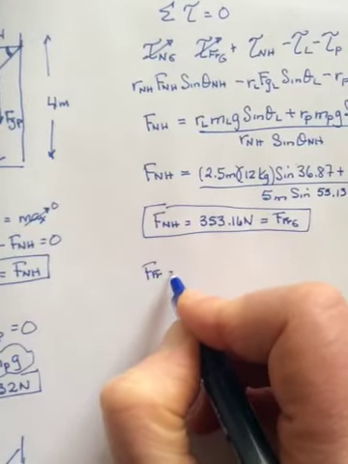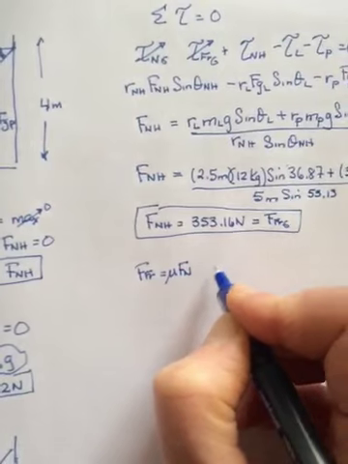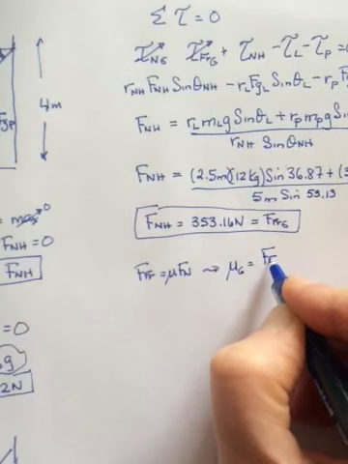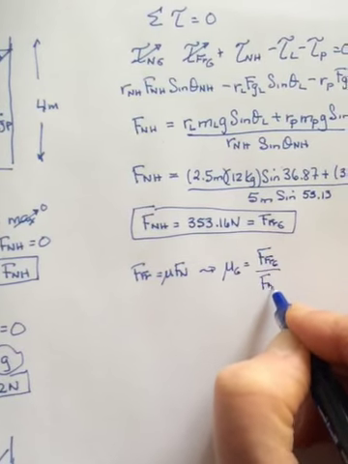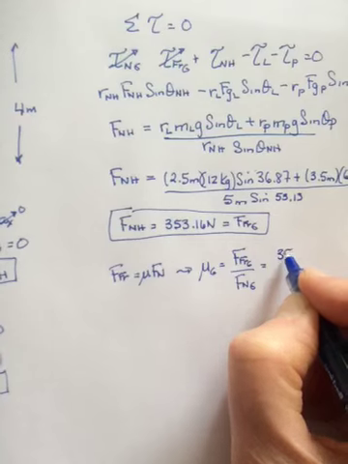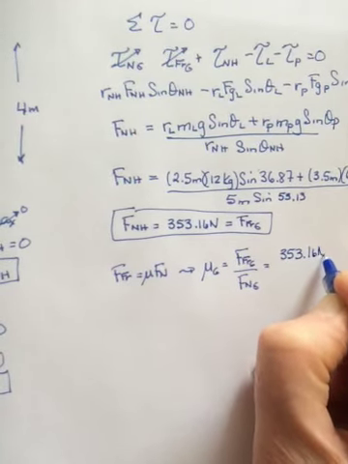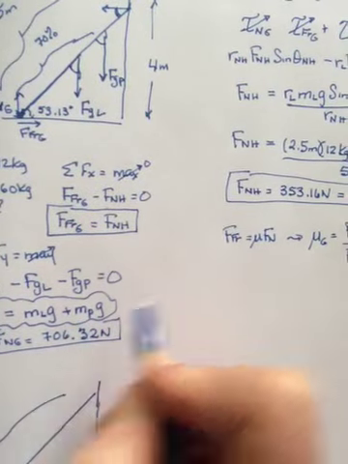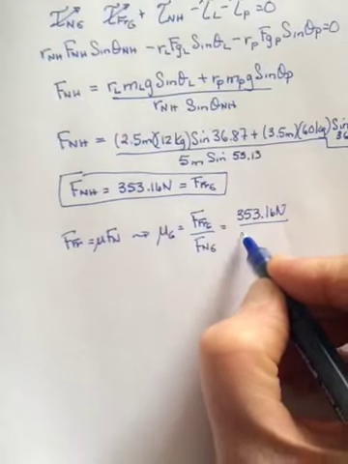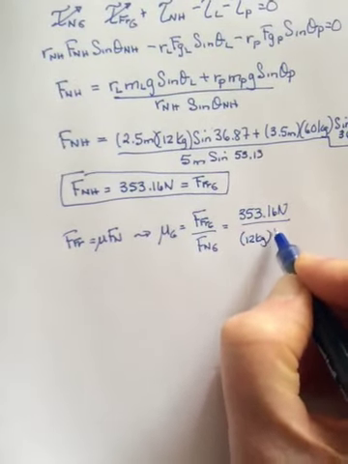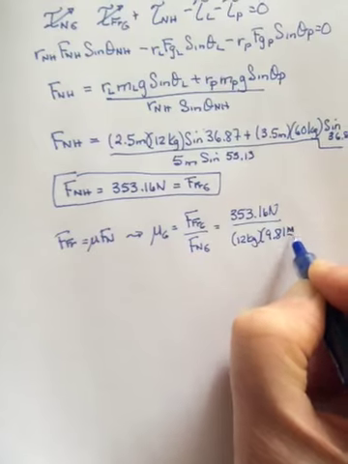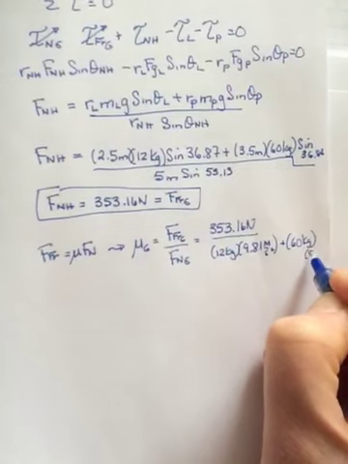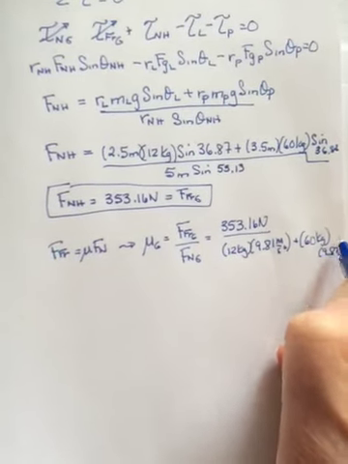So we know F friction is equal to mu Fn. So mu of the ground will be equal to F friction of the ground, which we just found, over the normal of the ground. So this 353.16 newtons. And remember we said over here, normal of the ground was m of the ladder g plus m of the person g. So 12 kilograms times 9.81 meters per second squared plus 60 kilograms times 9.81 meters per second squared.